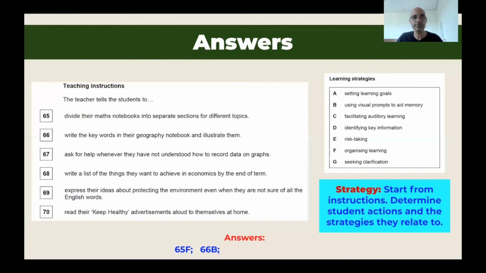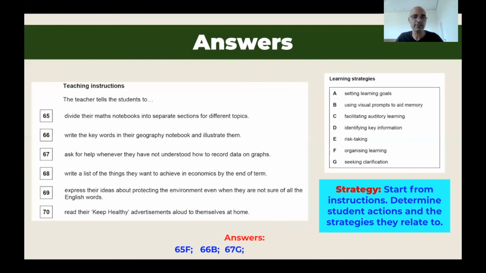67, ask for help whenever they have not understood how to record data on graphs. So to ask for help, when you are asking for help, you are seeking clarification. That's G, that's the only option here, right? By asking for help, students are seeking clarification.